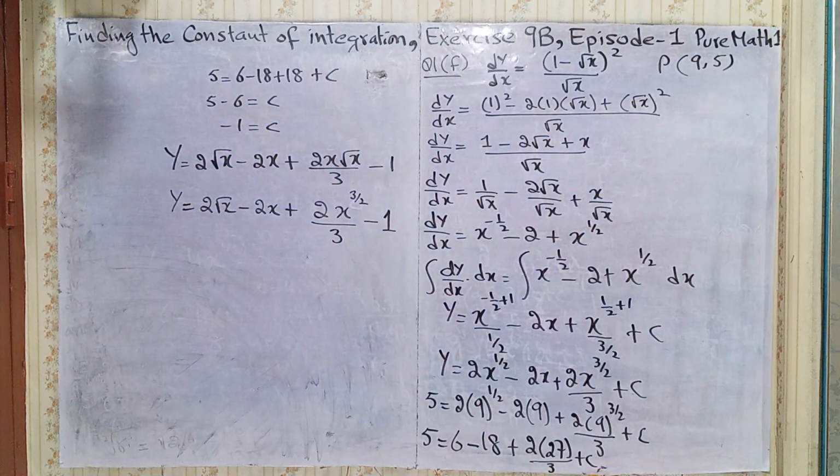So my dear students, this is how you will do question number 1 and its F part. I hope that you have understood this. We are doing exercise 9B. This is our first episode on this exercise, from the solution of the course book of Pure Maths 1. The topic of the chapter is integration, and the topic of this exercise is finding the constant of integration. In this episode, we have worked on question number 1, which had A, B, C, D, E and F parts.